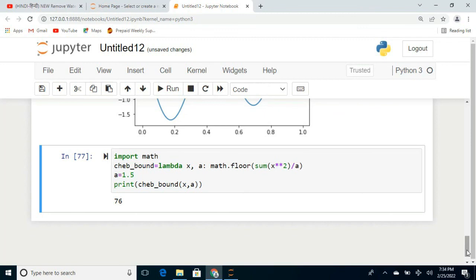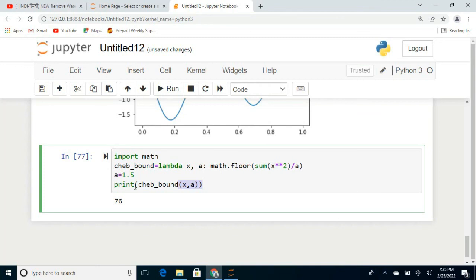Okay, so in Chebyshev inequality we have the norm of x squared divided by a. The norm of x squared divided by a is actually the Chebyshev inequality. We have the value of a, which is 1.5, and we want to find the Cheb bound of x comma a. So our answer will be 76.